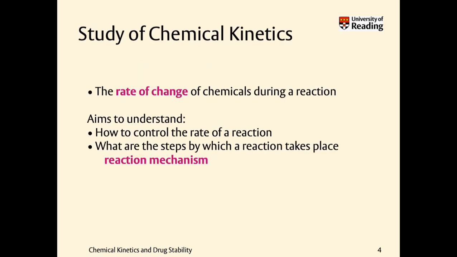In the study of chemical kinetics, we are looking at the rate of change of chemicals during a reaction. And we need to understand how to control the rate of the reaction in order to make a reaction faster or slower, and what are the steps by which a reaction takes place.